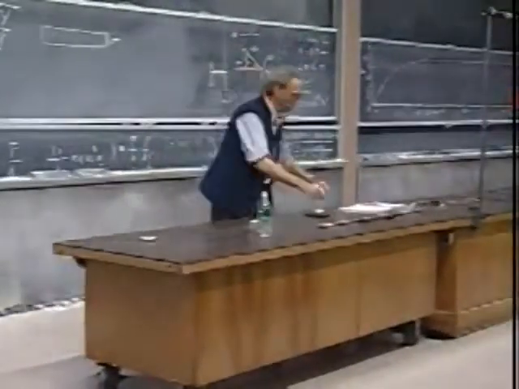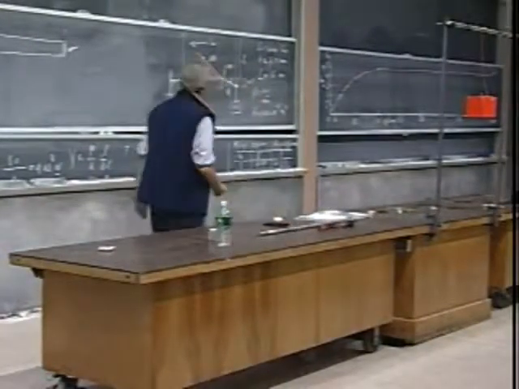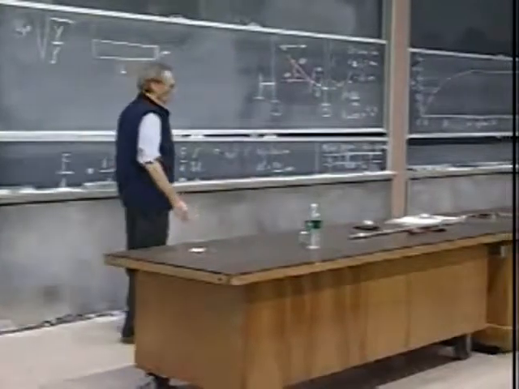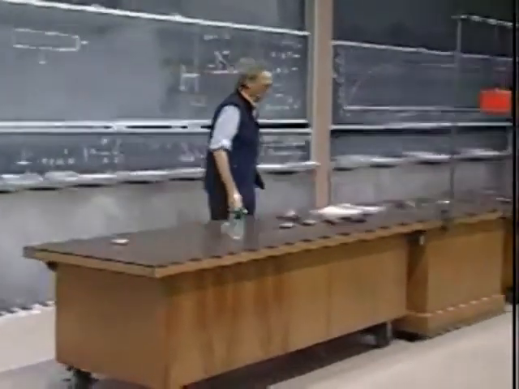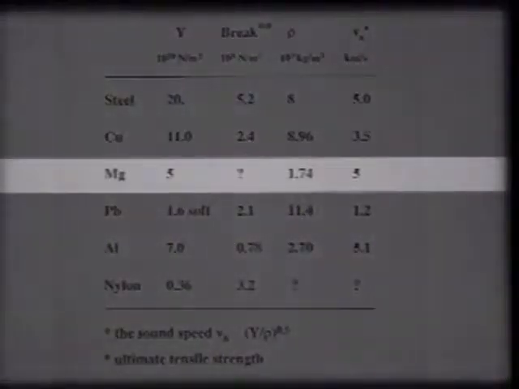I have here a magnesium bar, and the magnesium bar has a length L, and I can calculate the speed of sound for magnesium by taking the square root of its Young's modulus divided by rho, and I come up with a speed of sound which is about 5 kilometers per second.